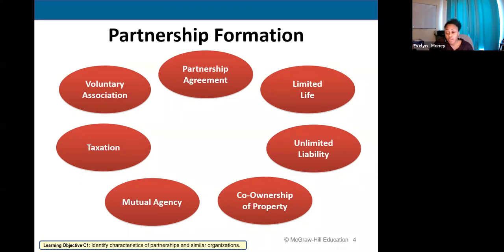Mutual agency says that one partner can bind the partnership in an agreement on behalf of the other partner, even if the other partner doesn't know, as long as it's within the normal course of that partnership's business. So within a partnership, let's say we are a law firm, and I go out and get all these new clients as a result of my work. My partner has to service those new clients because that's what we're in the business of doing, servicing clients as a law firm.